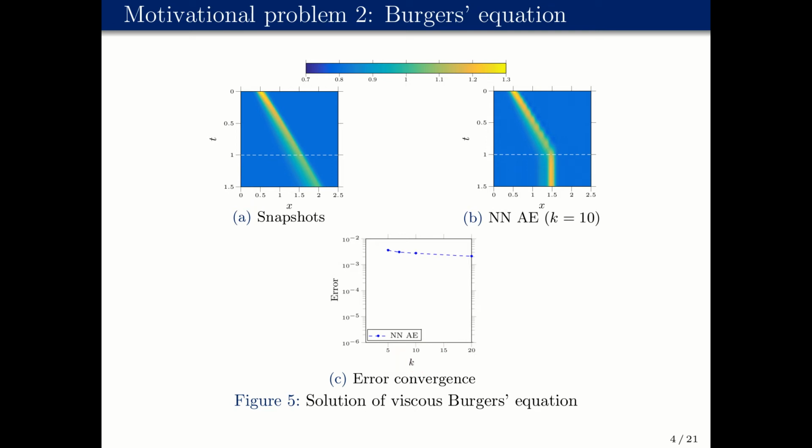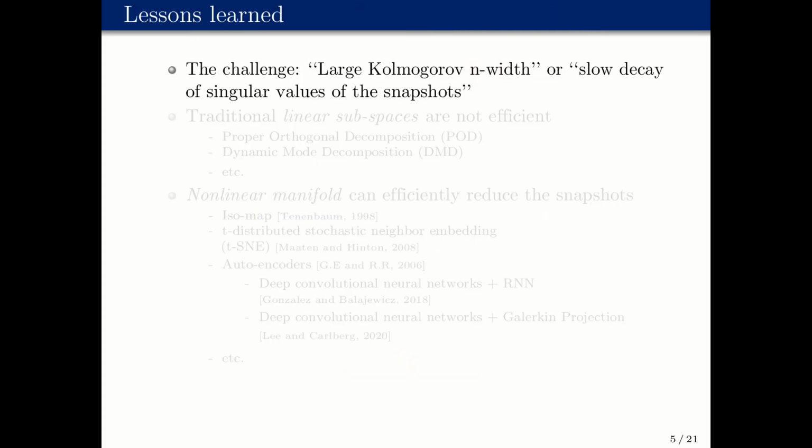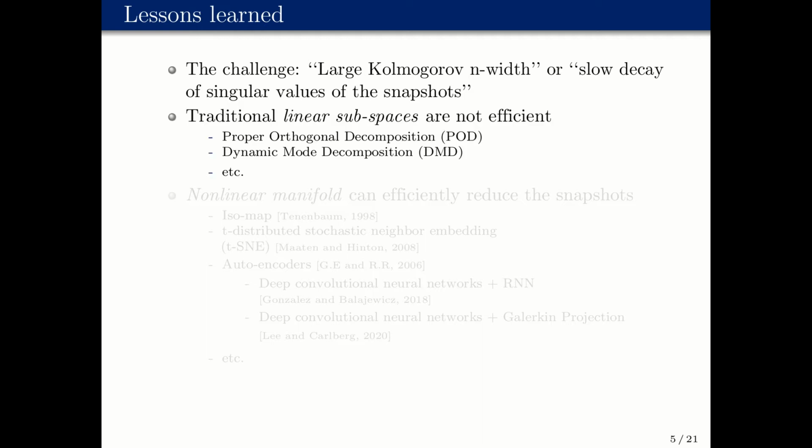This challenge is known as the large Kolmogorov n-width barrier, which corresponds to a slow rate of decay of the singular values of the snapshots. So we know that a low-rank reconstruction of the snapshots of convection-dominated flows is not possible or efficient on low-dimensional spaces. So approaches like POD, proper orthogonal decomposition, or DMD, dynamic mode decomposition, that provide us with linear subspaces are not an efficient way of constructing our reduced order models.